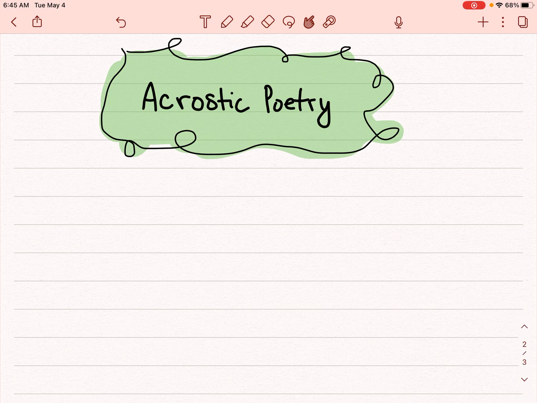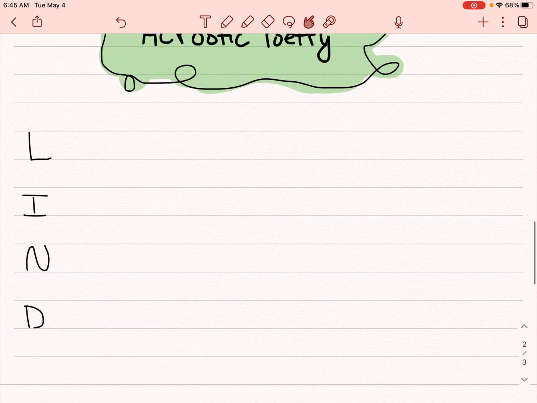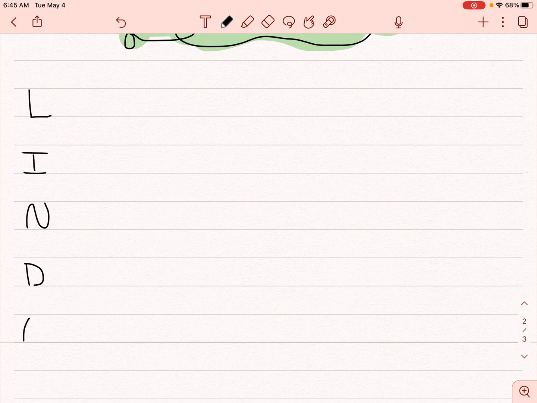So for an example, I'll go ahead and use my mother's name. Her name is Linda. L-I-N-D-A. I'm going to leave a space between each letter, and now I'm ready to begin. Now, I need to think of adjectives. Remember, adjectives are describing words, because these words are going to describe the person we're writing about.